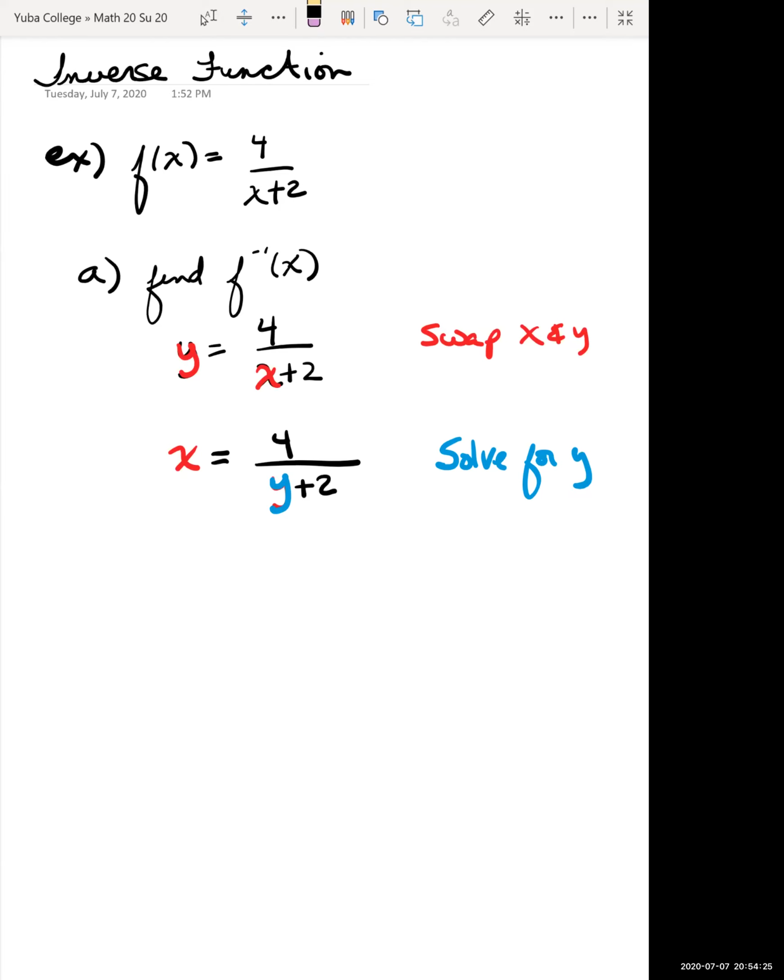Okay, so solve for y. So you need to get rid of the denominator. So let's multiply both sides by our denominator. That way we can clear our fraction. So if we multiply both sides by y plus 2.